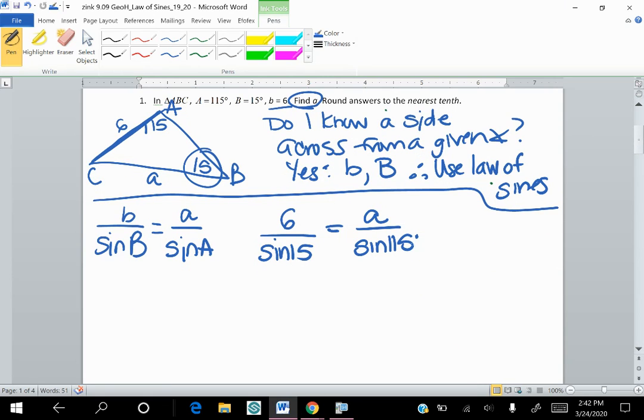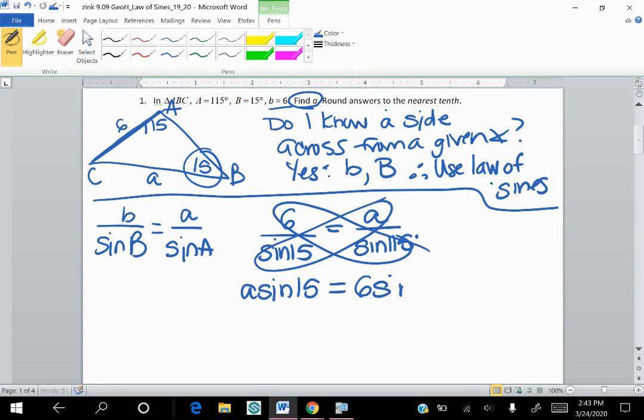Now we're just going to cross multiply and solve. So remember, the variable should always go in front of the trig function. So a times sine of 15 equals 6 times sine of 115. And to solve for a now, I'm just going to divide both sides by sine 15.